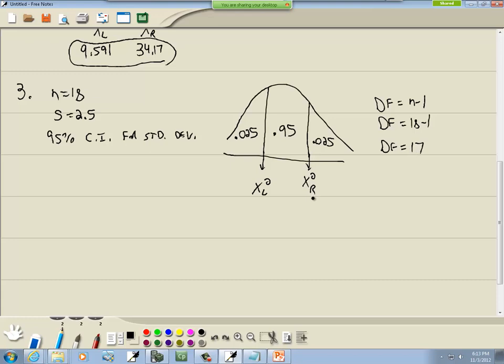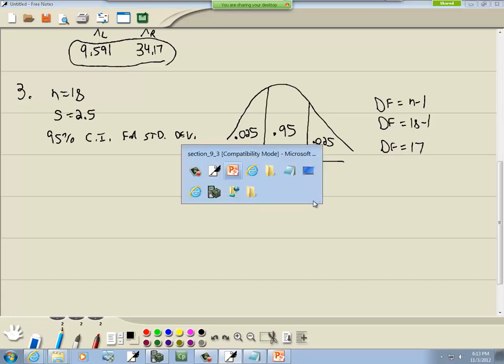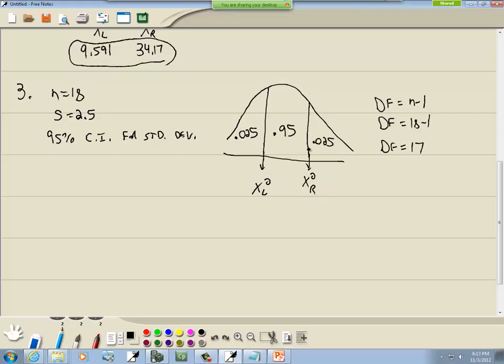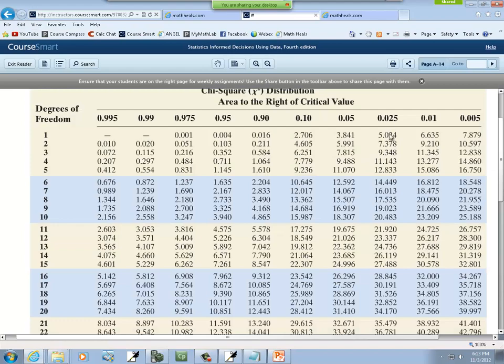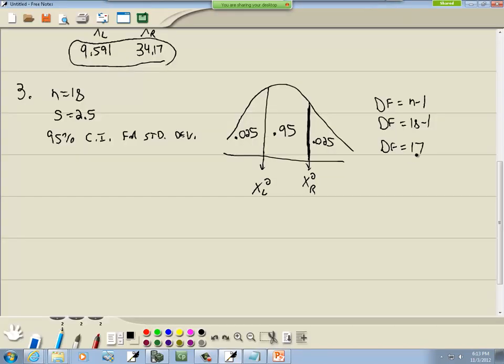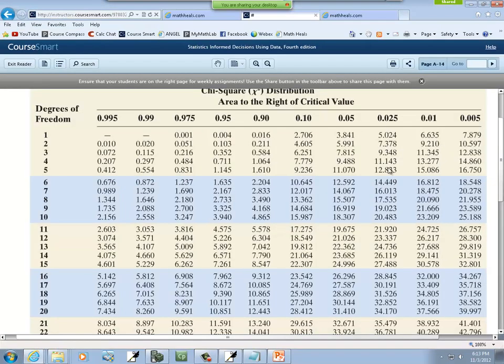Well, let's first find our right chi-square. If I look at this one right here, the area to the right of it is 0.025, so I'm looking in the 0.025 column, and the degree of freedom is 17. So 0.025, 17, 30.191.